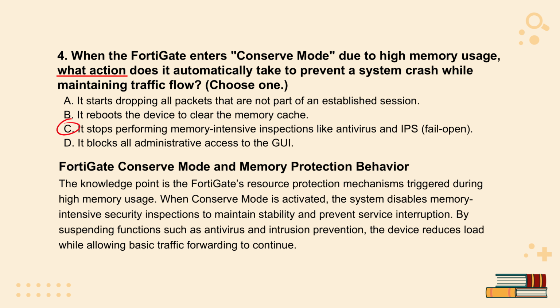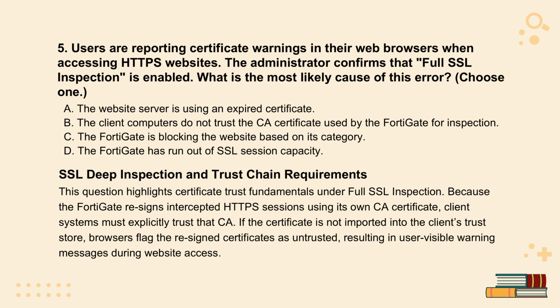Okay, that's the system stability side. But now we get to the part that I find, well, I think really interesting, and that's the trust and tunneling aspect. Let's look at one of the most common help desk tickets out there, certificate warnings. Your admin turns on full SSL inspection, and suddenly all the users are getting browser warnings on every HTTPS site. Why is the browser screaming at them when the security feature is technically working?